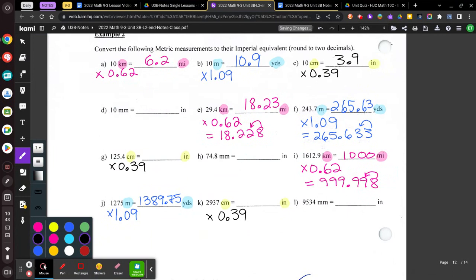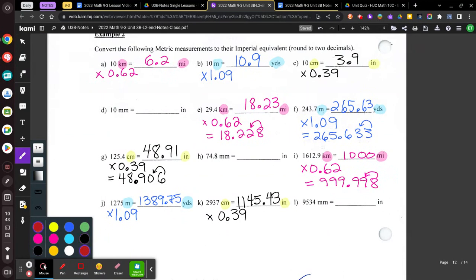The next one, I'm going to get 48.906. That 6 is going to round the 0 to a 1. So I'm going to get 48.91. Okay, the next one, 2937 times 0.39. It's going to give us 1145.43. All right, the last conversion, the very last one we have.